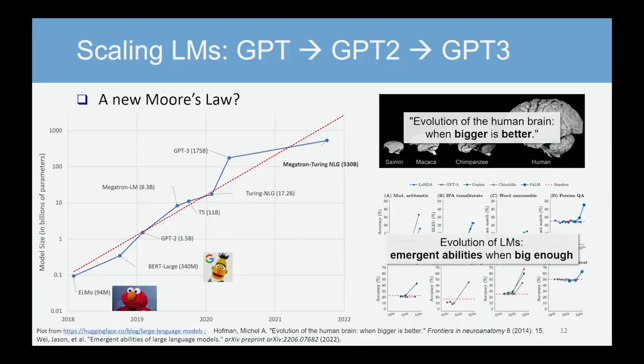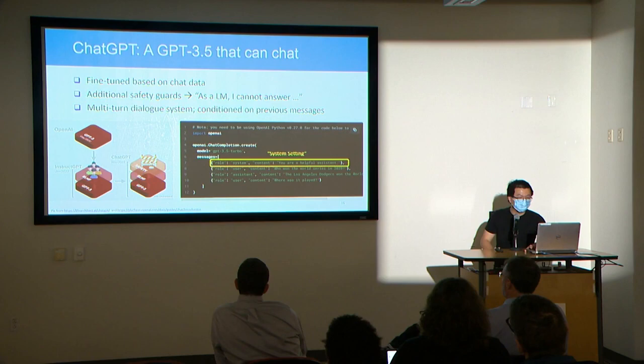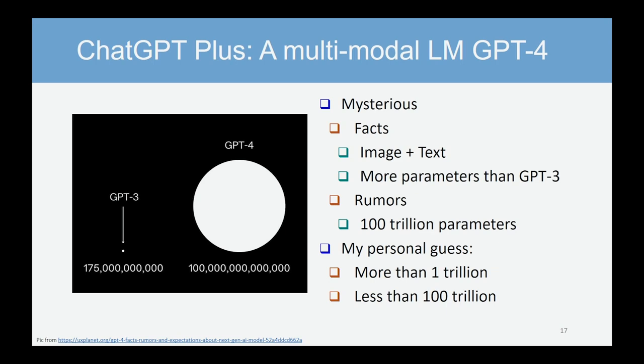So here comes my personal guess. Of course, it will be more than 1 trillion, because you can see from the previous scaling law picture here that we are getting to the next order of magnitude over the years. Given that we are already at hundreds of billions, 1 trillion is not a big issue, and it's a reasonable thing to expect. And I'm afraid it's not more than 100 trillion, because given the current computational resources and the current amount of data we have, I feel 100 trillion might be too large to train, unless OpenAI has something like magic, I don't know.